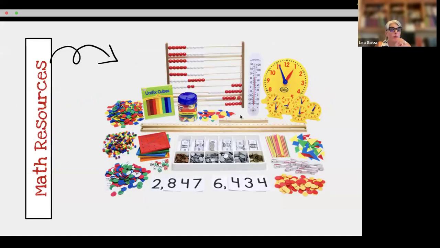Small group instruction for math can also vary depending on grade level and standards, but it's an ideal time for scholars to explain their thinking for mathematical problems. Scholars may use math manipulatives during small group instruction to explain their thinking and to work out problems.